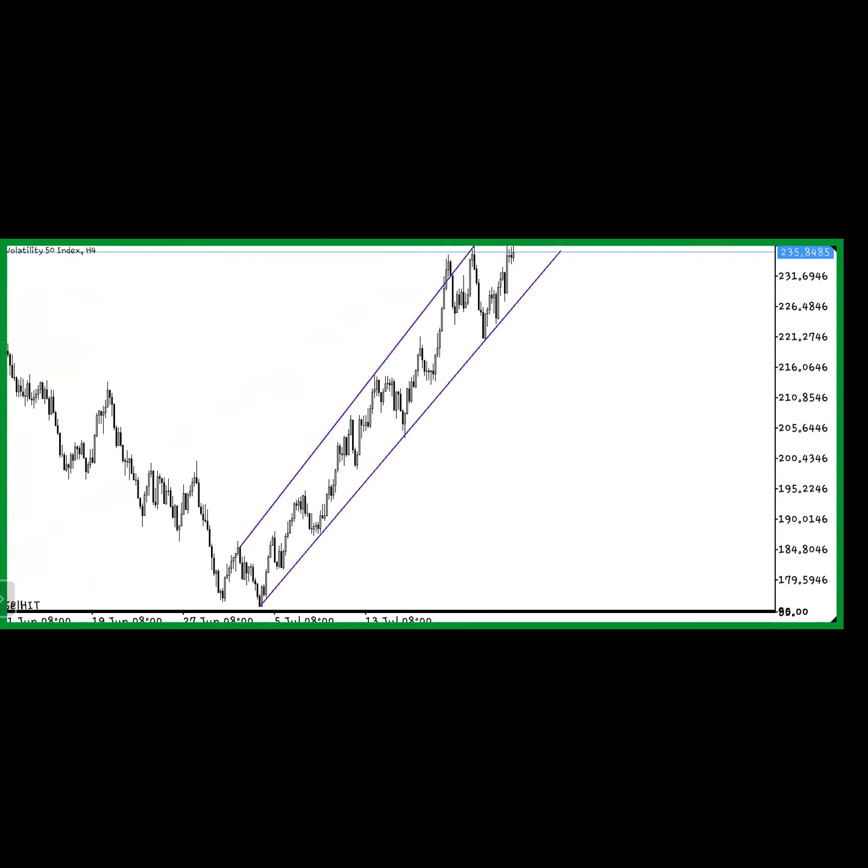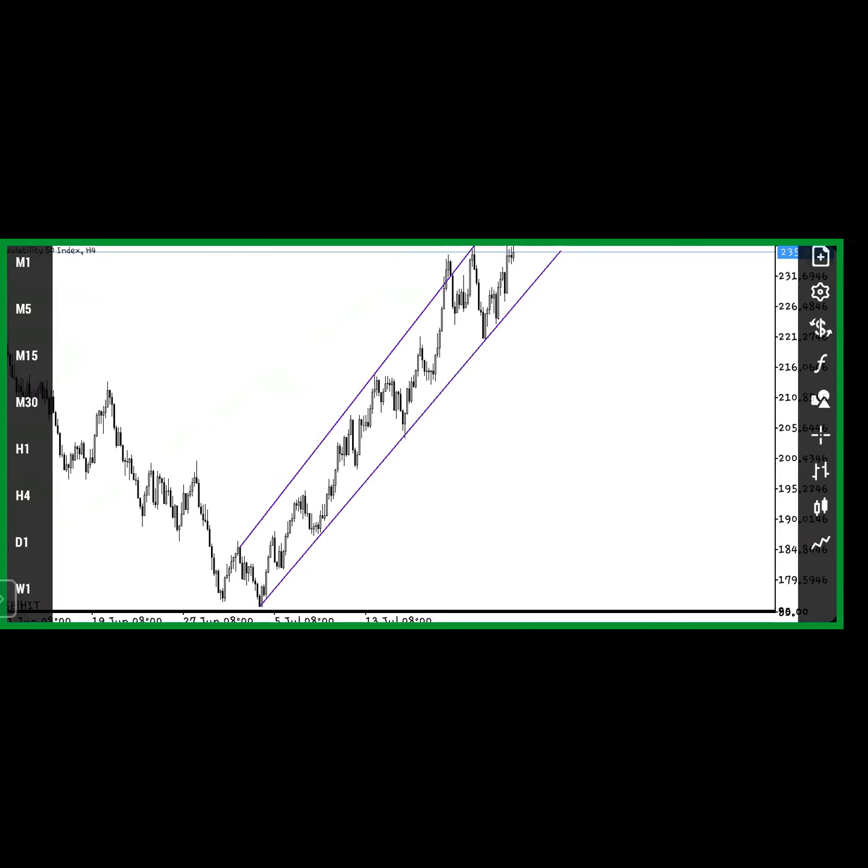I'll update you if you come into my inbox. I'll update you on when you are going to enter this pair. This one, D50 and D25, they are promising.